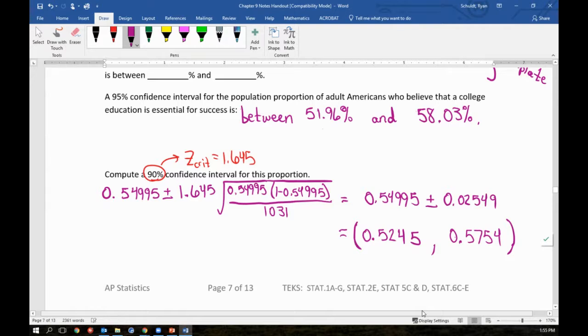Okay. Now let's see what happens if our confidence increases.